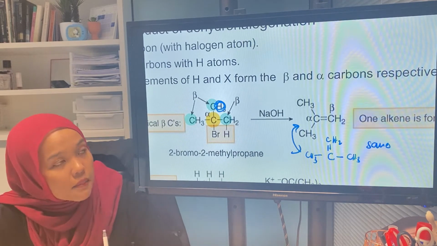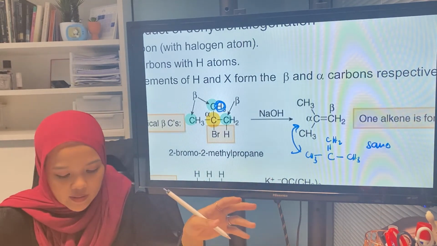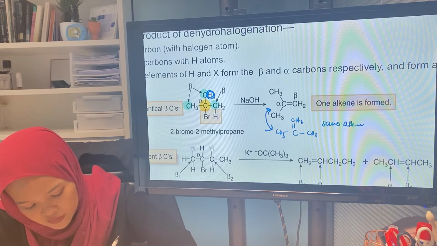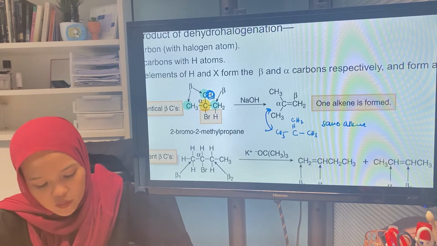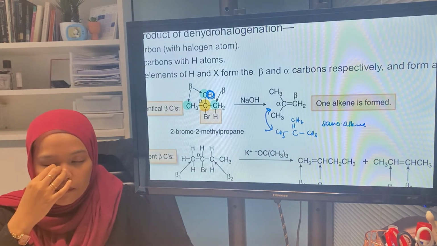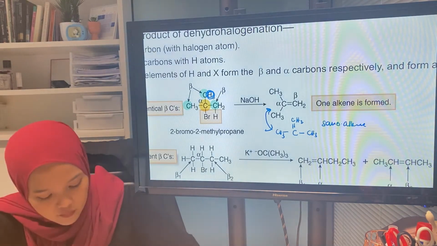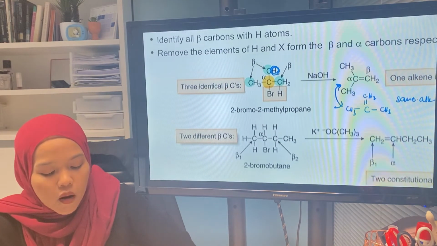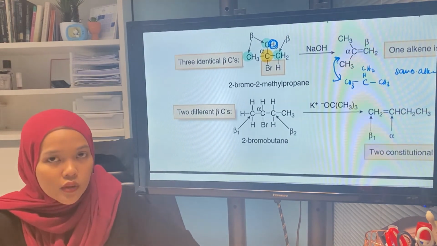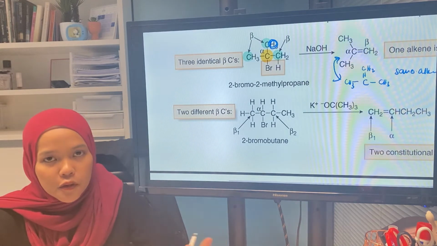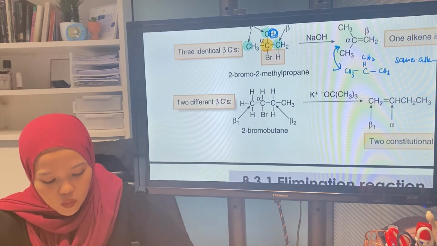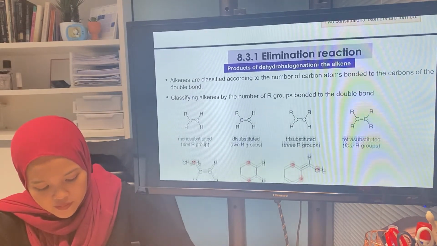If you try to name it, they are just the same alkene, which is propene. No, is it? 1, 2, 3. Okay, yeah, 2-methyl propene. All right. However, you can also have more than one product. So later you need to determine, is it major product or minor product. Now, first of all, let us look into what will be the product.